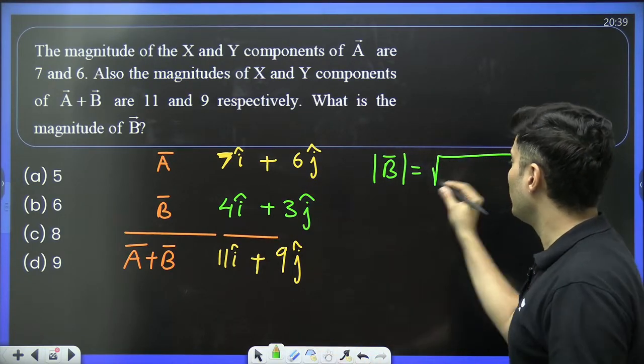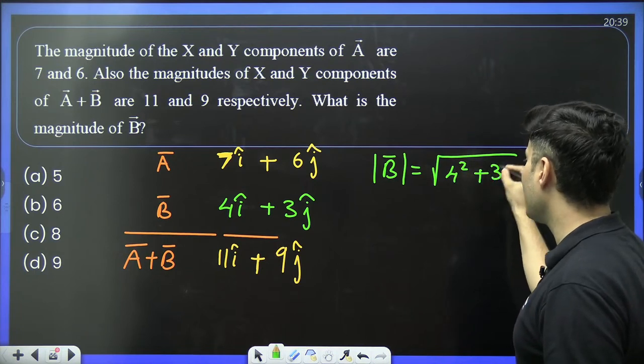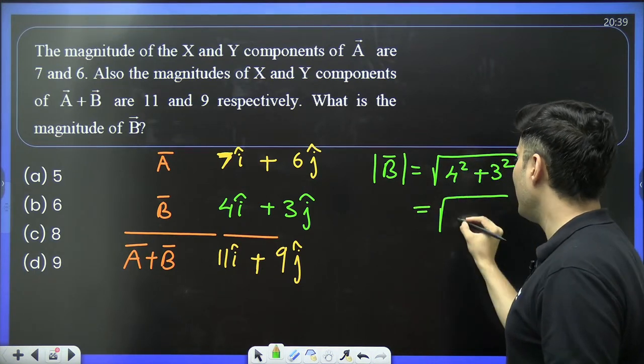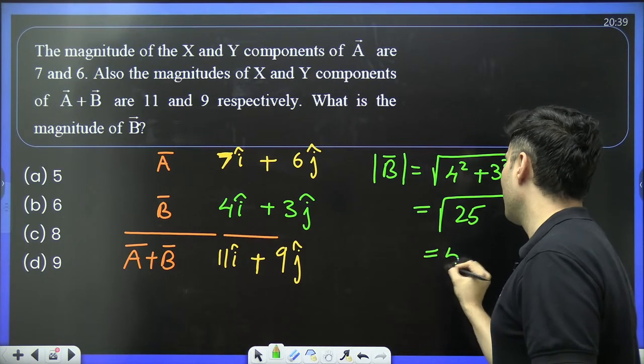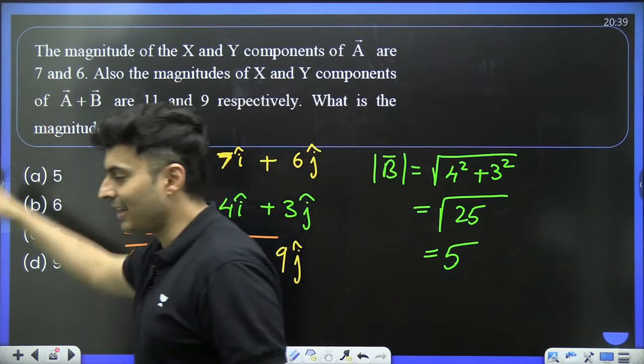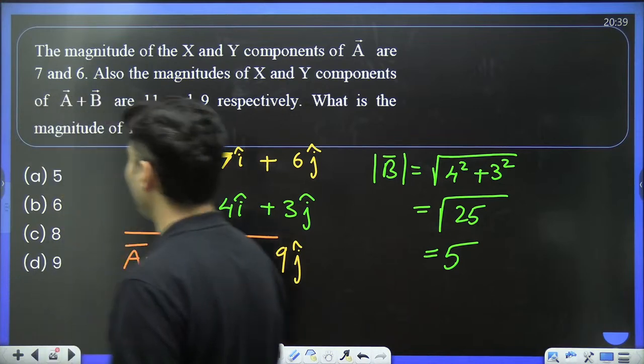That means you have to take 4 square, you have to take 3 square, and take the root. So this will be root of 25, which is 5. 5 is answer A. Very good.